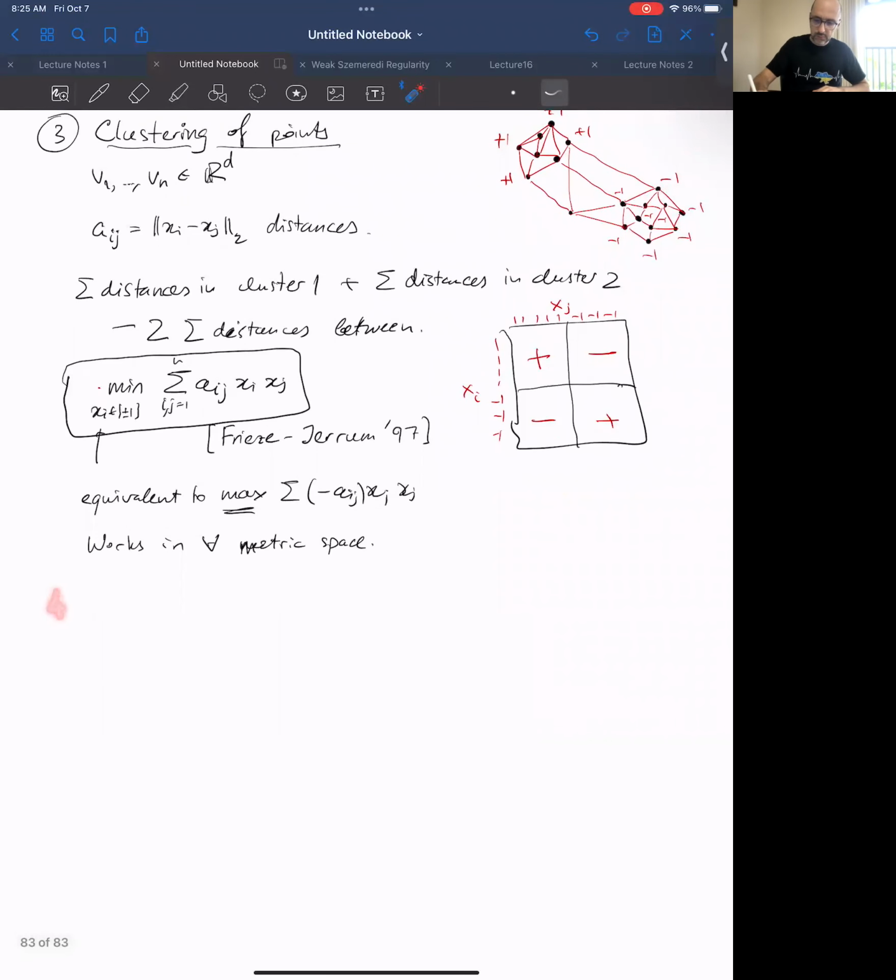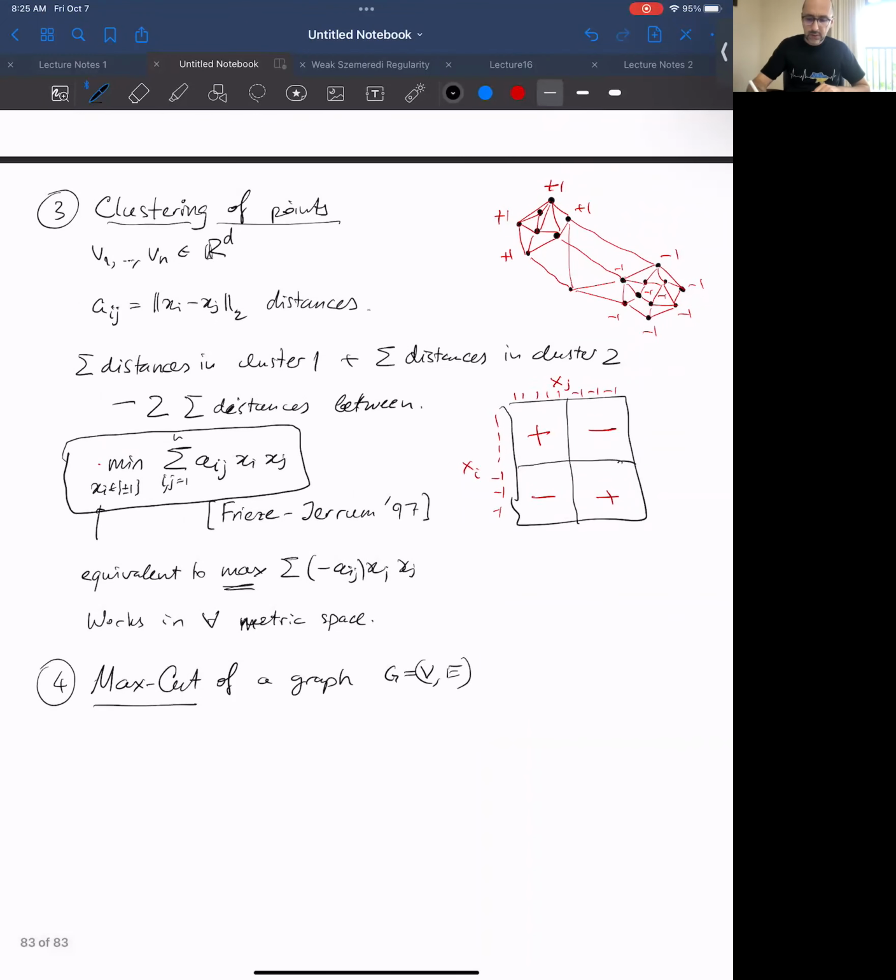Good. Number 4. The next problem that is also equivalent to all this is maximum cut of a graph. Here, the problem is kind of opposite.